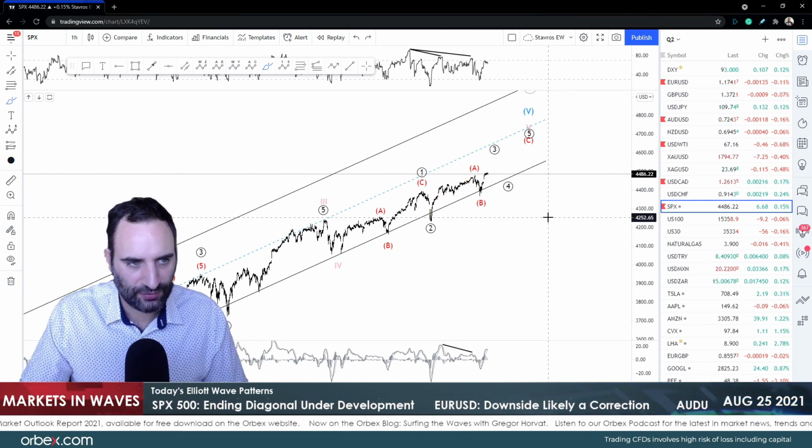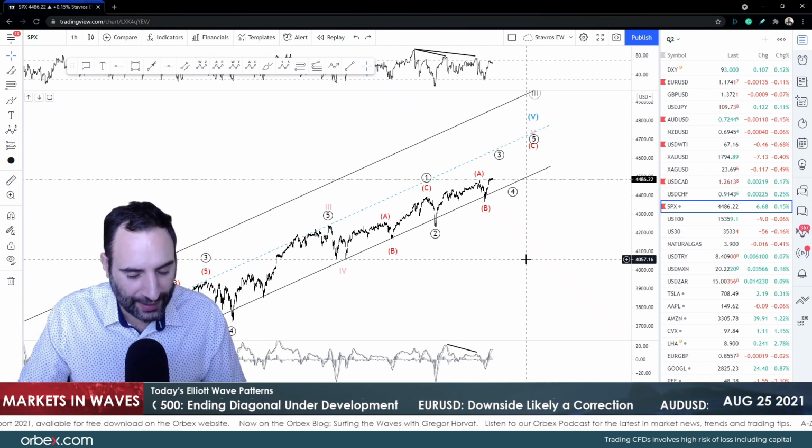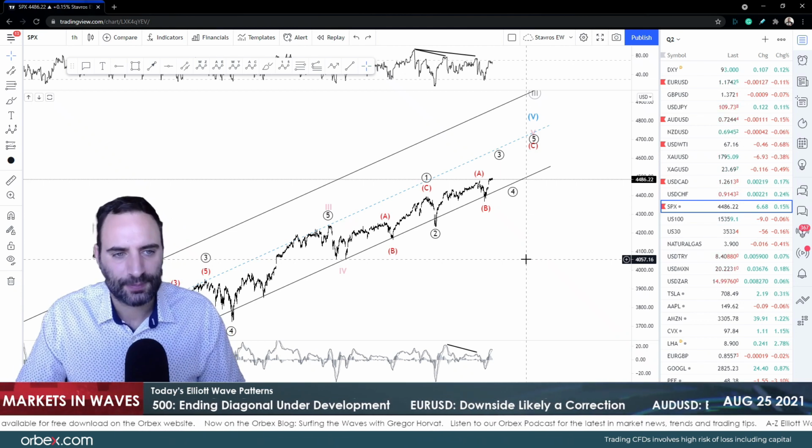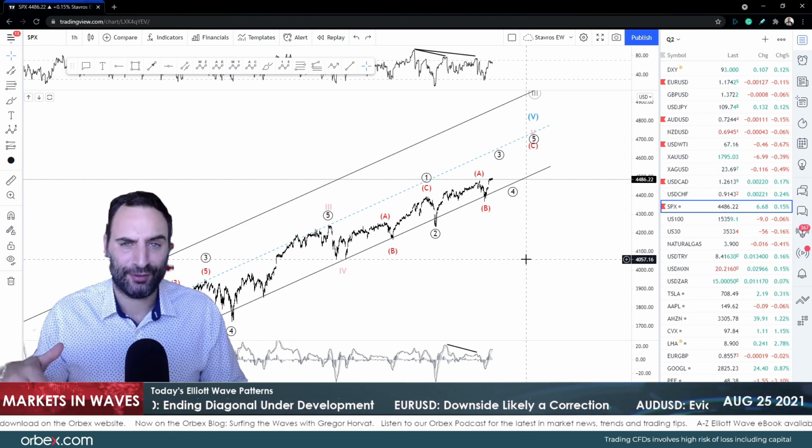Okay, again, a motive wave here for the S&P, either impulse or ending diagonal. For now, ending diagonal is on the cards. Leading diagonal is on the cards, but further back down. Okay.